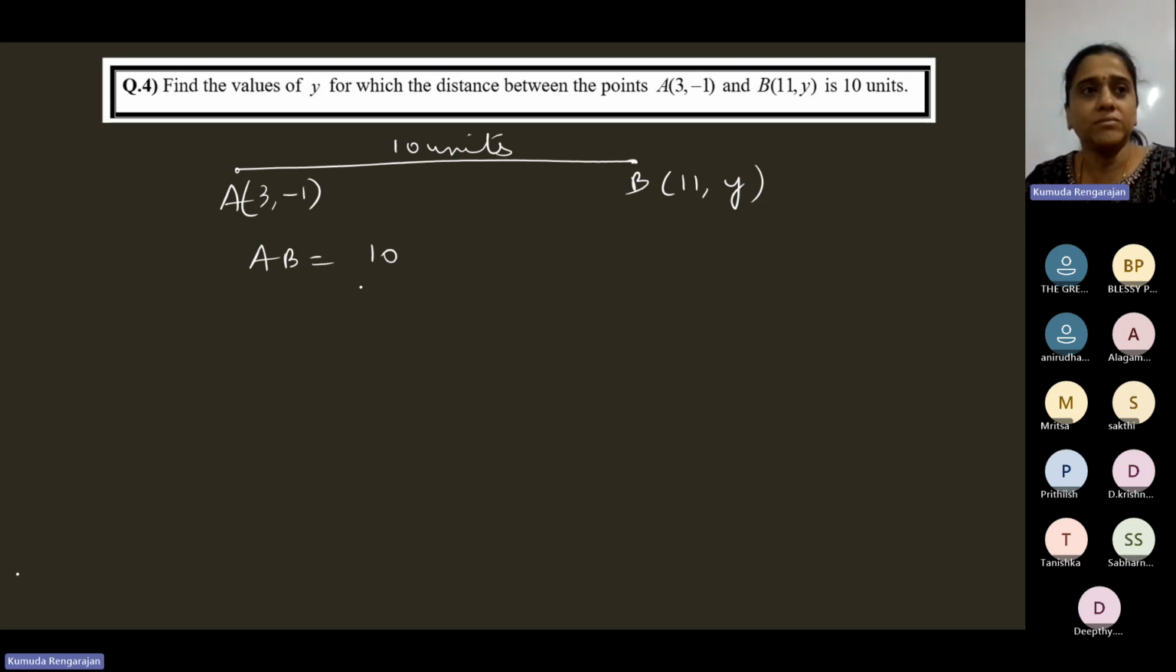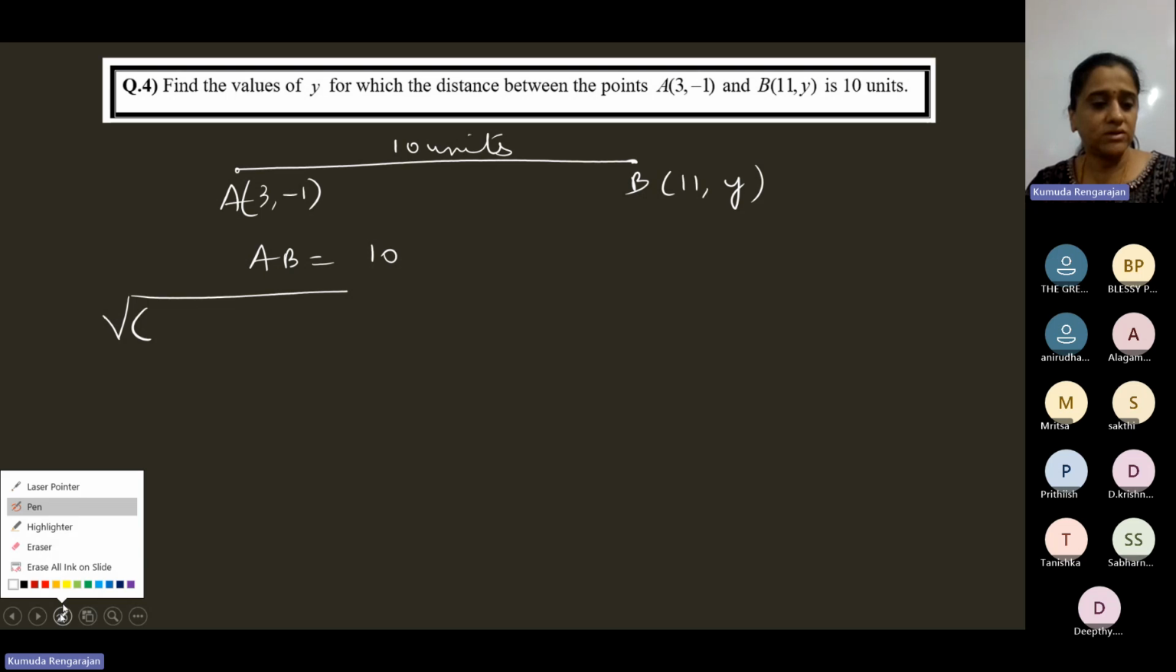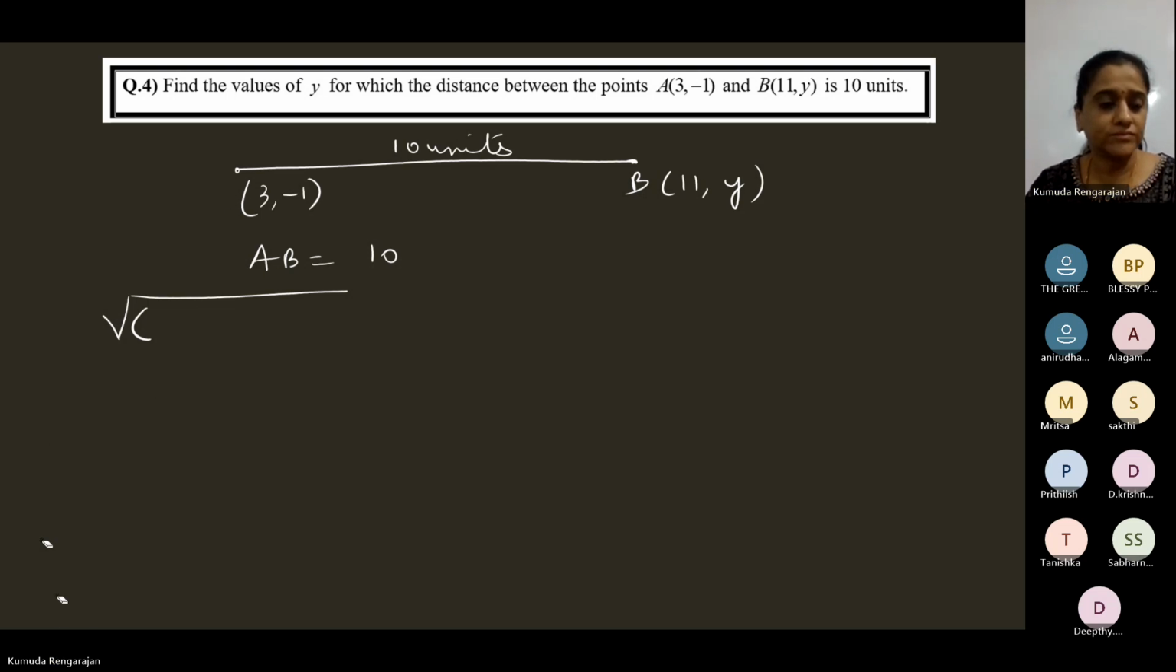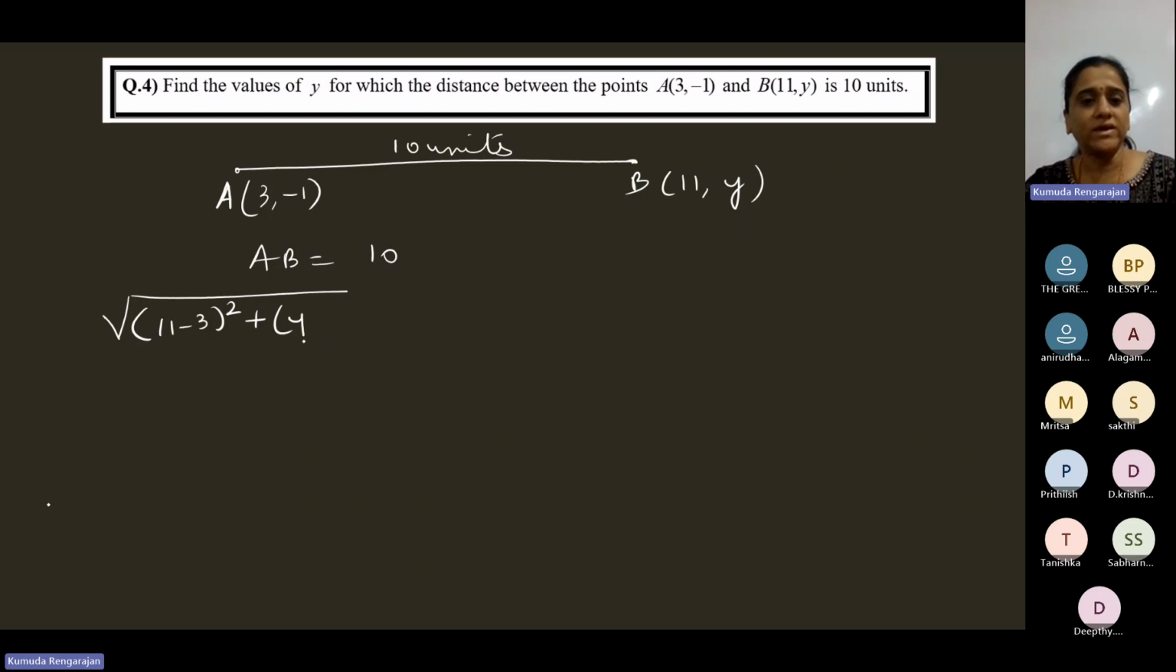And how do you find AB? Square root of x2 minus x1 the whole square. Subtract the x coordinates. What is this, 3 or minus 3? It's very easy if you remember like this. So subtract the x coordinates: 11 minus 3 the whole square, plus subtract the y coordinates: y minus minus 1. Minus minus 1, so plus 1 it will become, because you should subtract y minus minus 1. So plus 1 the whole square is equal to 10.